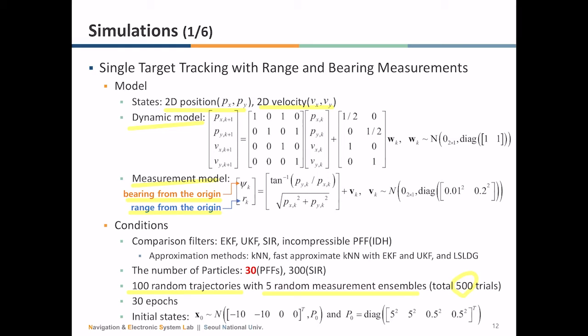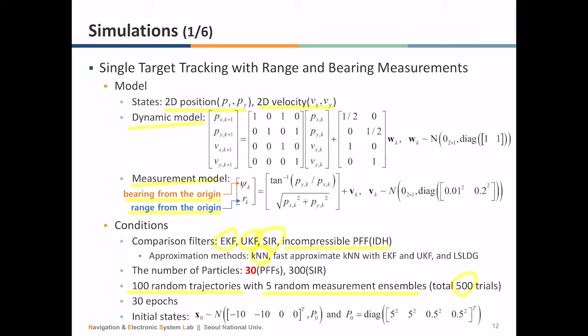For comparison, we implement EKF, UKF, and sequential importance resampling as a conventional particle filter. Also, we implement the incompressible particle flow filters denoted as IDH-KNN that obtain log gradients using the finite difference method in collaboration with the conventional KNN method.